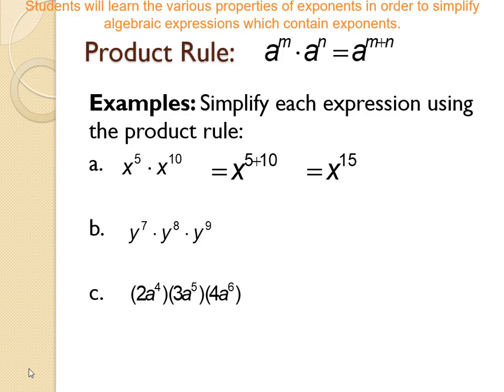Same thing with part B, but this time we have y's. No big deal. y to the 7th times y to the 8th times y to the 9th. You're just going to add 7, 8, 9. 7 plus 8 plus 9 is 24.